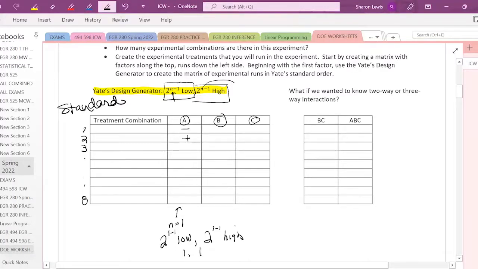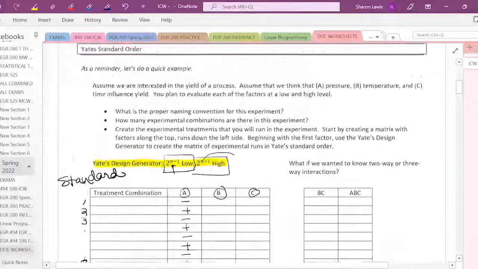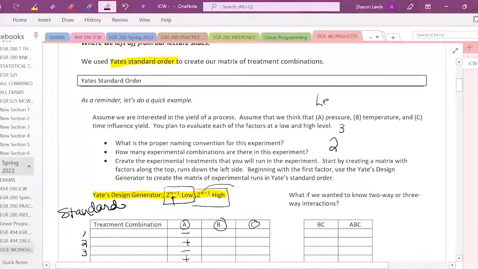So low, high, low, high, low, high, low, high, low, high, low, high. Oh, I've got too many. There are 9 runs in here. That's why that's off, because notice that we're going to have exactly the same number of pluses as we do minuses. So I've got an extra row on this worksheet, and this stops at 8. And we know that it's 8 because we're going to do 3 variables, and we're going to do them at a low and a high level. And you may recall that it's levels raised to the number of factors.